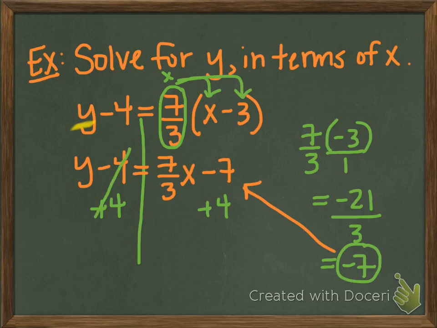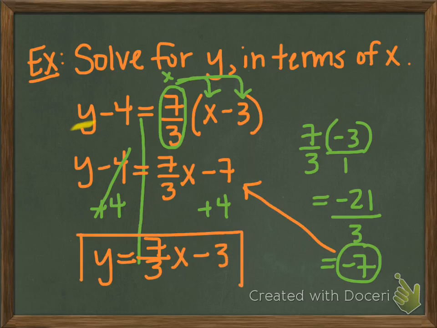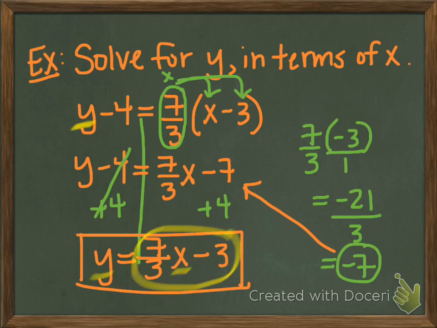So let's bring down what's left. I've got y on the left equals 7/3 x, and then minus 7 and plus 4 combine to make a minus 3, or a negative 3. So here is my equation solved for y in terms of x.